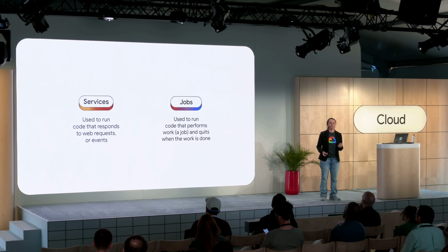The other type of resource is a job. Cloud Run Jobs runs a container to completion. They are not triggered by HTTP requests. Cloud Run Jobs can be executed manually or automatically on a schedule. And you pay only while the job is being executed. You will see both types of resources demoed today.